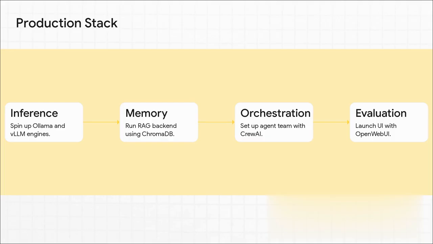Second, you run your RAG backend using ChromaDB. Third, you set up your agent team with CrewAI. And fourth, you launch your UI and evaluation suite with WebUI and Promptfoo. And since these tools are Docker Compose ready, they seamlessly map from your laptop straight to a Kubernetes cluster or GCP. And the performance results you get from this kind of setup are absolutely staggering.